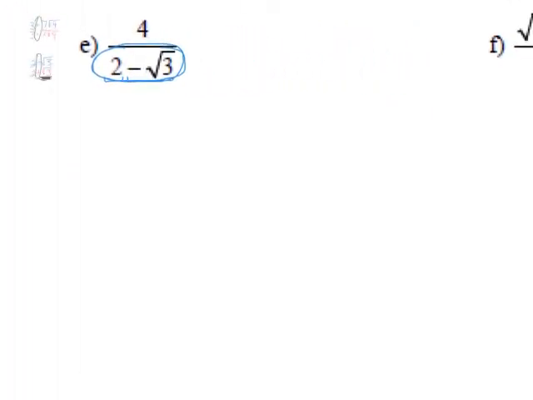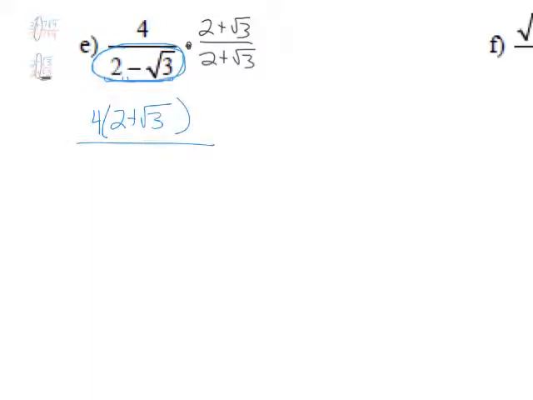Example E. To get rid of the radical, we're going to multiply by the conjugate. So our conjugate is 2 plus root 3, and we multiply the top and bottom by 2 plus root 3. Because again, this is just a clever form of the number 1. So our numerator becomes 4 times 2 plus root 3, and our denominator becomes, I'll go ahead and write it out, 2 minus root 3 times 2 plus root 3. And let's start distributing. 4 times 2 is 8. 4 times root 3 is 4 root 3.